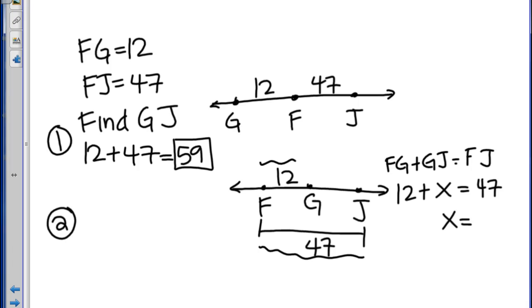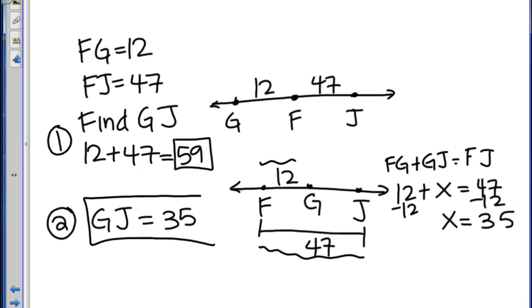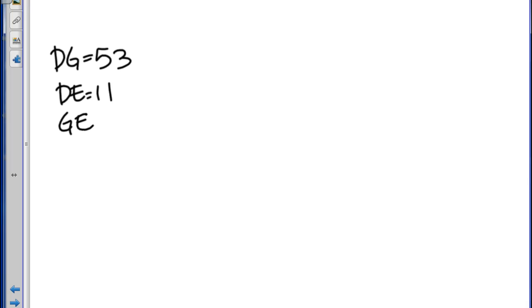To solve for X, we need to subtract 12 from both sides. So X is 35. So I have two options on that one. GJ could be 59 if it's the entire length, or GJ could be 35 if it's just a section. All right, you guys go ahead and try the next one. So the next one says DG equals 53, DE equals 11, find GE. All right, pause the video and go ahead and try that out.